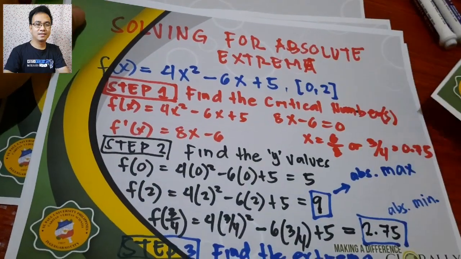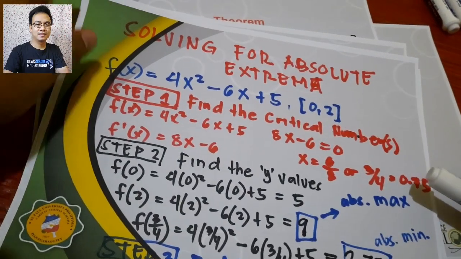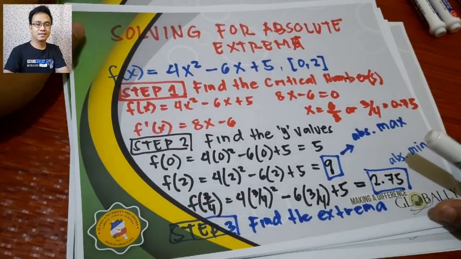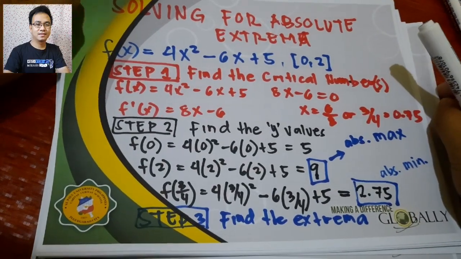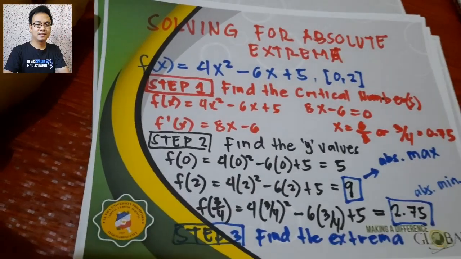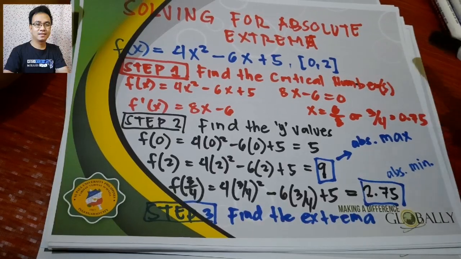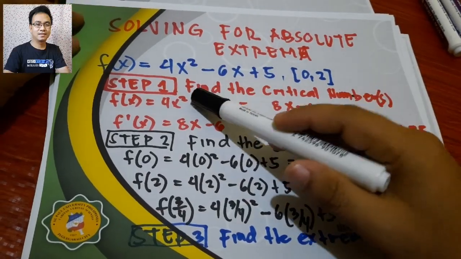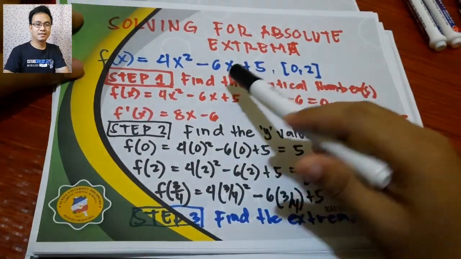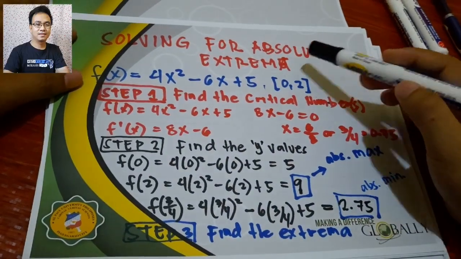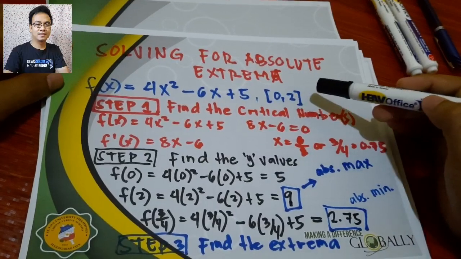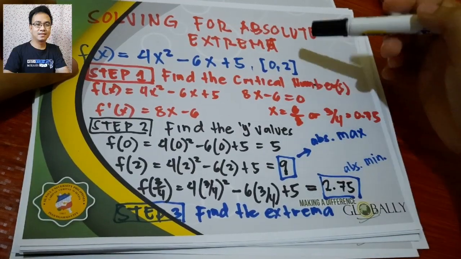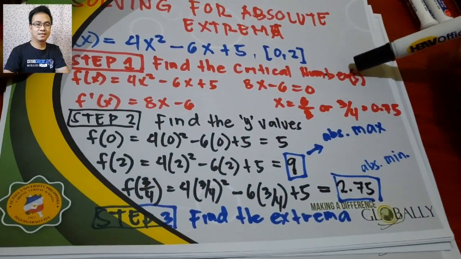In this particular video also, I'll be sharing to you how to solve for the value of the different extrema. Bago kasi tayo pumunta doon sa application, kailangan muna nating i-review kung paano kumuha ng mga extrema, absolute maximum, absolute minimum, and the critical numbers for a particular function. So in this video, there are different steps, step 1, step 2, and step 3. Let's try this function f of x equals 4x squared minus 6x plus 5 on a closed interval 0 and 2. For step 1, first is that we need to find the critical numbers.